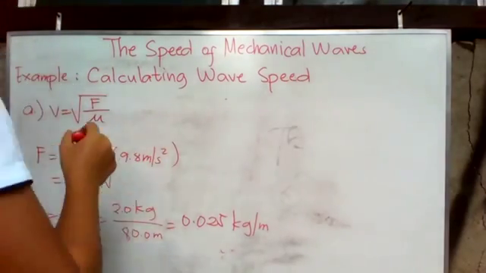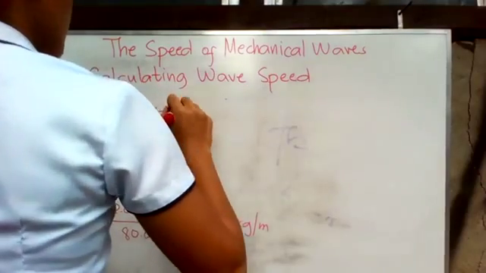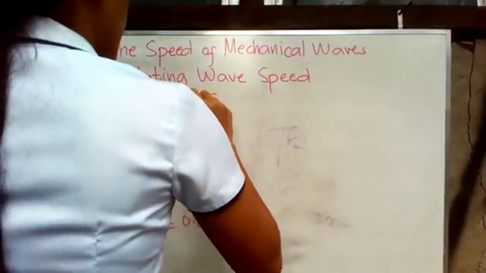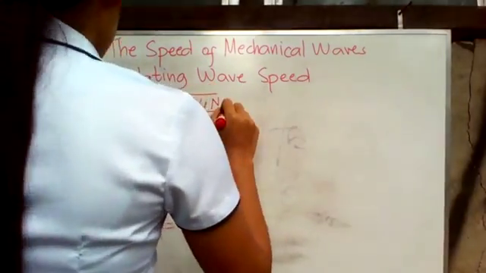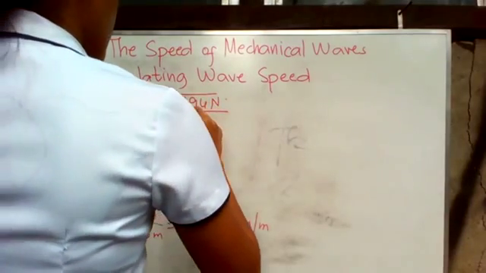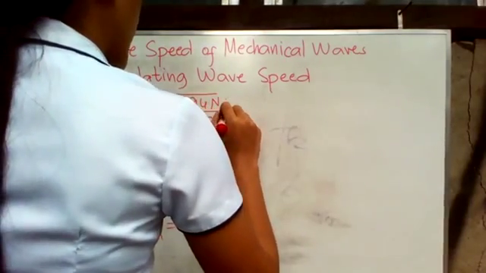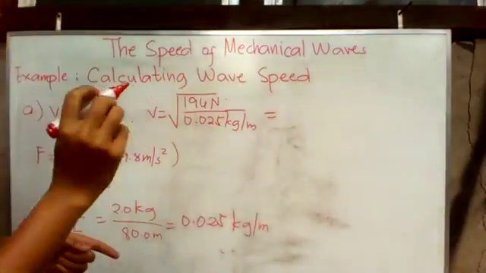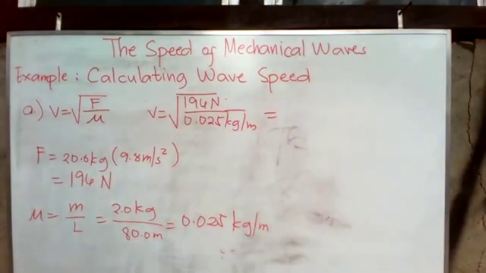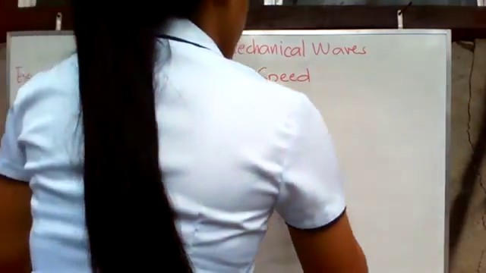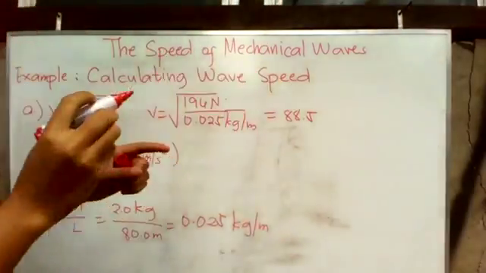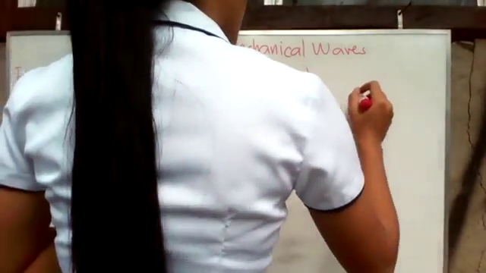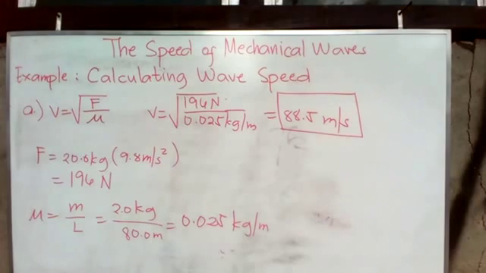Now, since we already have the value of the tension force and the linear mass density, let us substitute the values. v is equal to the square root of our tension force, 196 Newtons, divided by mu, which is 0.025 kilogram per meter. Do the math. We get the value, which is 88.5 meters per second. So this is now the wave speed of the rope.